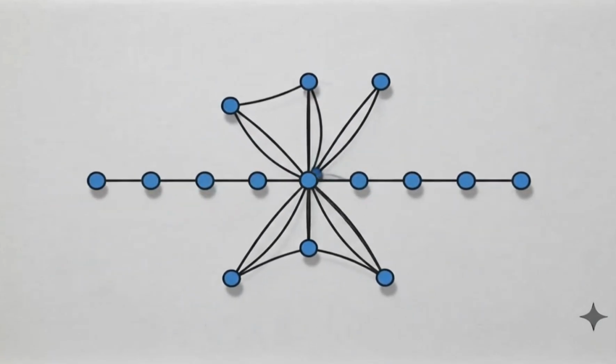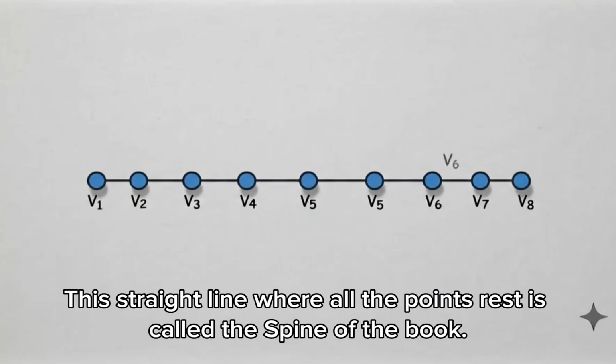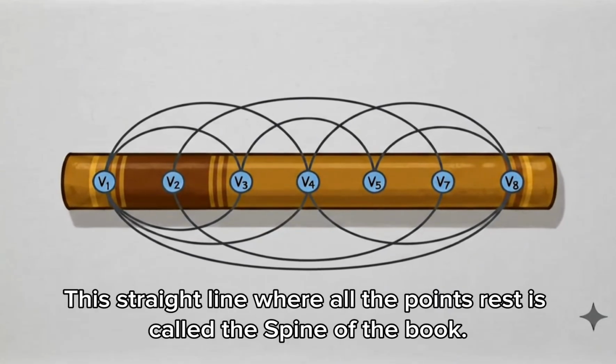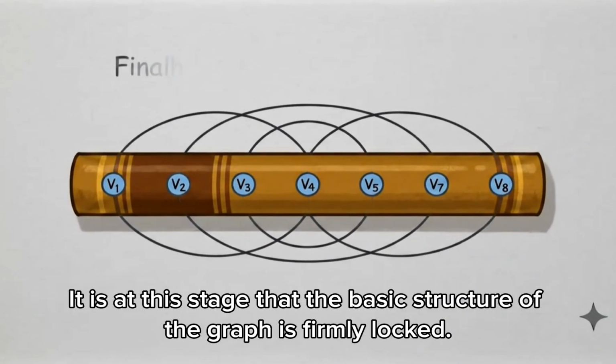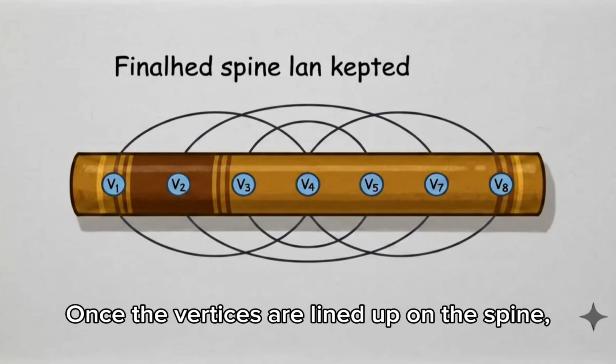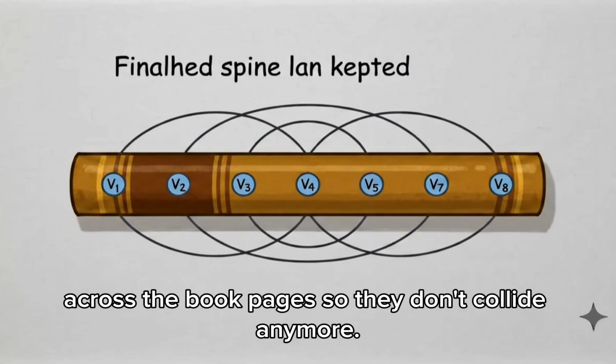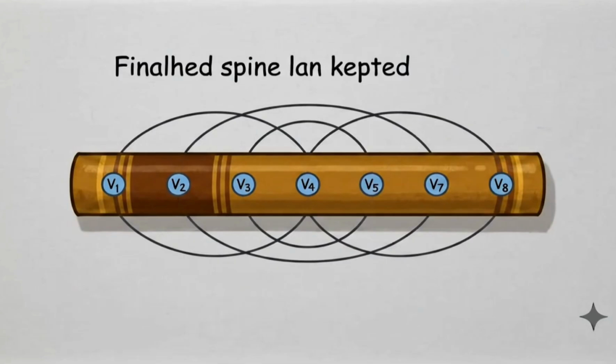First, we don't untangle the lines one by one. Instead, we grab all the vertices and pull them magnetically until they line up neatly into a single straight line. This straight line where all the points rest is called the spine of the book. It is at this stage that the basic structure of the graph is firmly locked. Once the vertices are lined up on the spine, the curved lines are ready to be distributed across the book pages so they don't collide anymore.